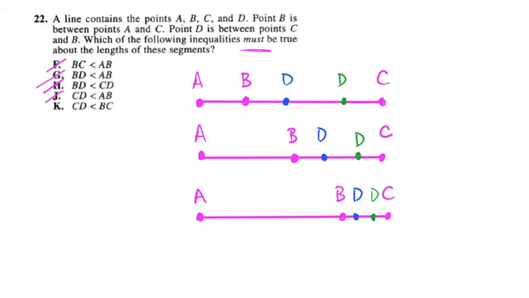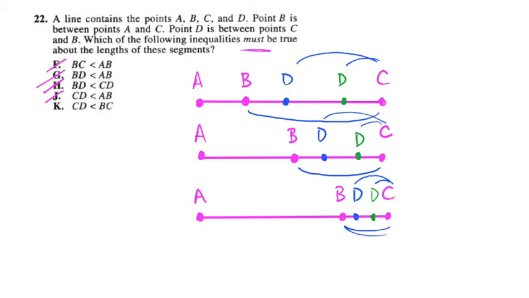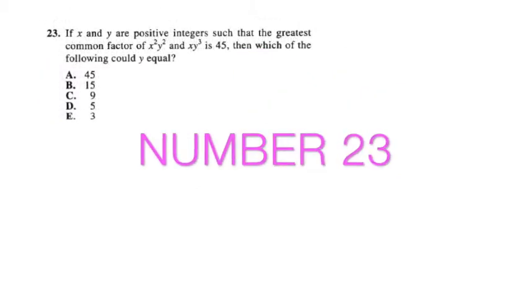Let's look at K. CD is less than BC. BC is this amount here. Is CD less than BC? CD here could either be that or that. It is less. This or this. That's also less. This or this. That's also less than BC. In all of these instances, CD has to be less than BC because CD is within BC. It's contained inside of BC. K is our answer.